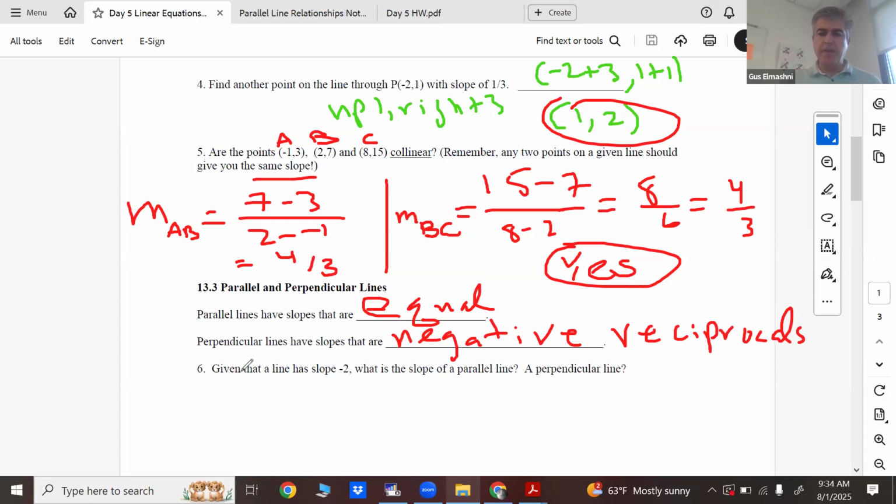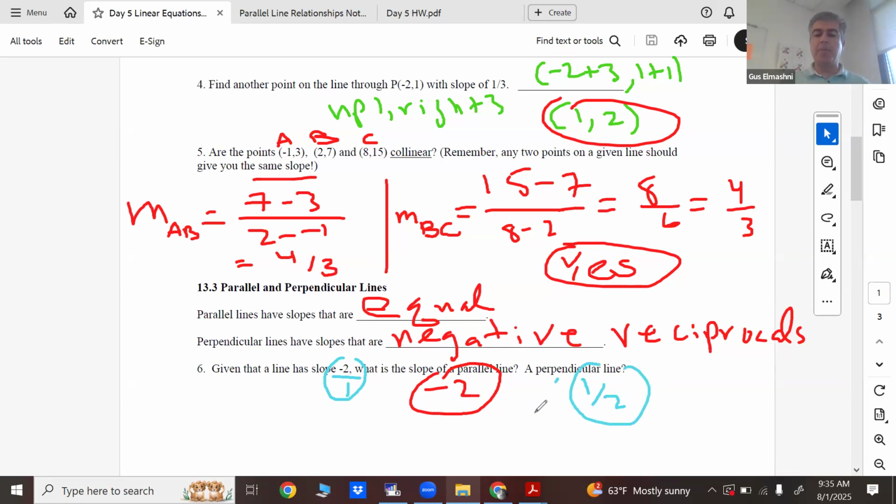Given a line has a slope of -2, what's the slope of a parallel line? -2. That's obvious. Perpendicular: you can write that as a fraction. Any number can be a fraction, just put it over 1. So think of that as -2 over 1. Flip and change the sign. What happens when you flip and change the sign? If I flip it and go from negative to positive, what do I get? What fraction? You can say it. 1/2? Yeah, you get 1/2, right.